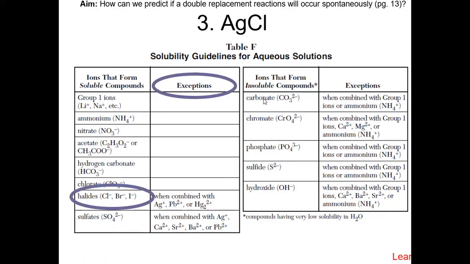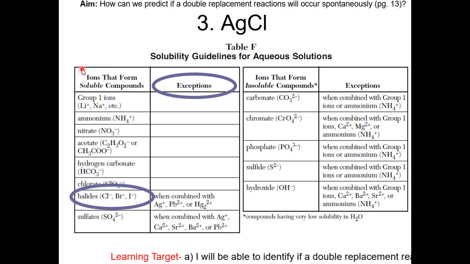Let's look at another example. Here we have silver chloride. Since silver chloride has a chloride ion, we're going to look at this table over here. So these ions will form soluble compounds except when bonded to these ions here. Since Ag is an exception over here, silver chloride will be insoluble in water at STP.